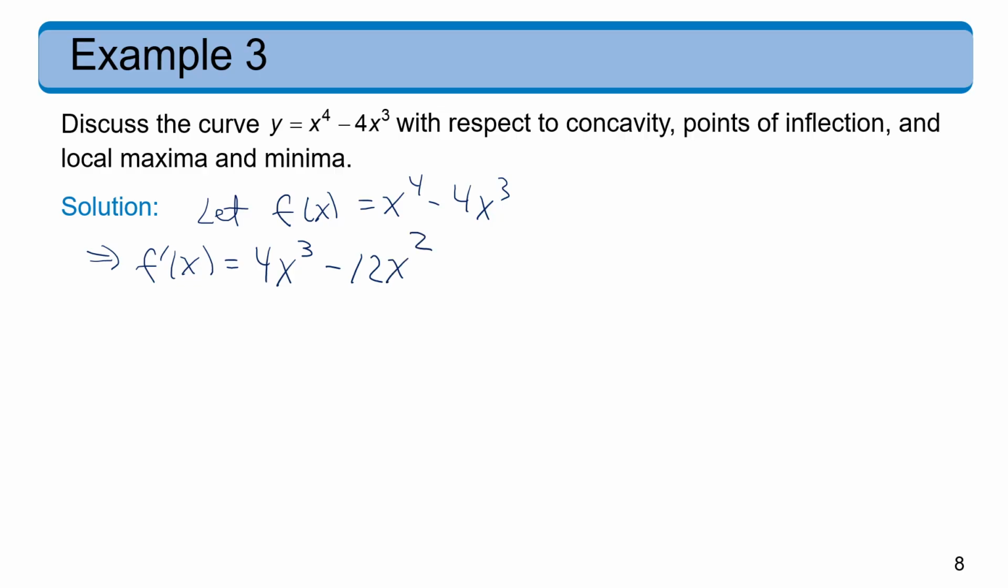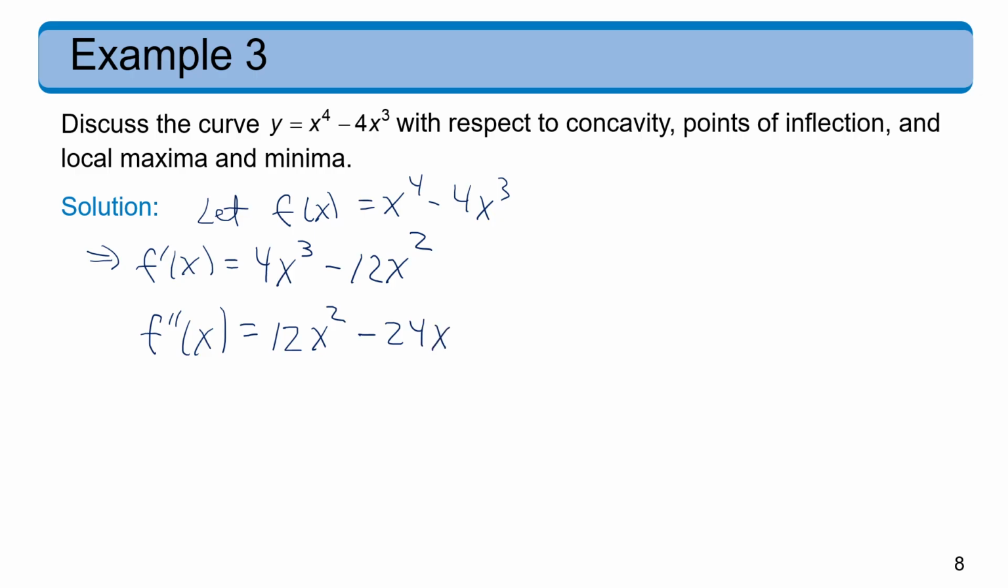Now, the second derivative: look at the formula for f prime and take the derivative of that. So when you bring the 3 down and multiply it by the 4, we get 12x squared. And then for the next term, minus 24x.